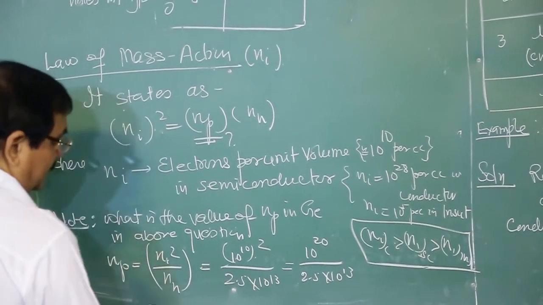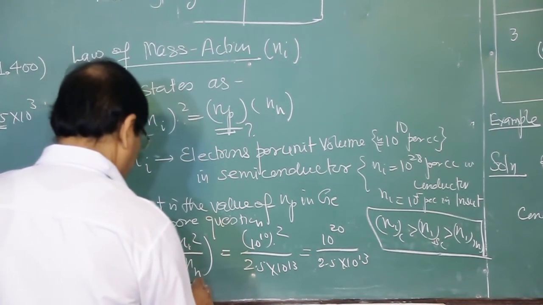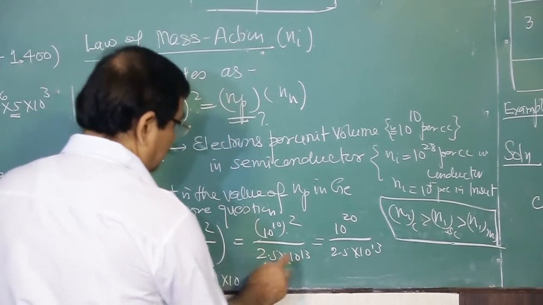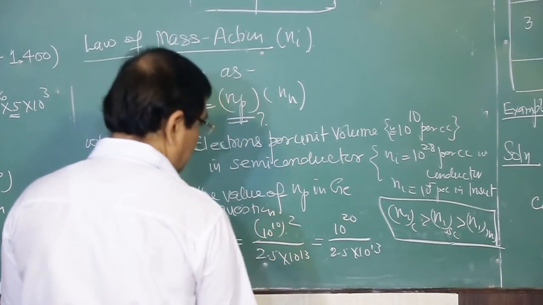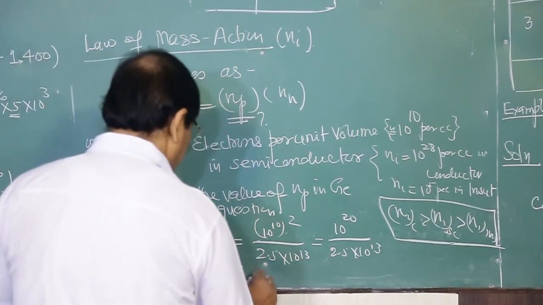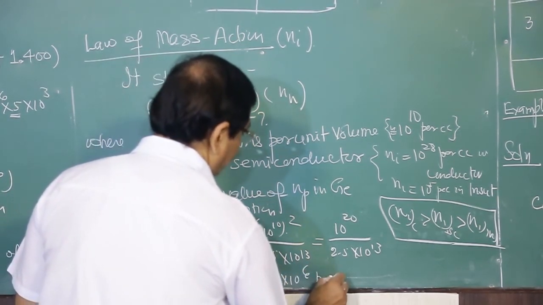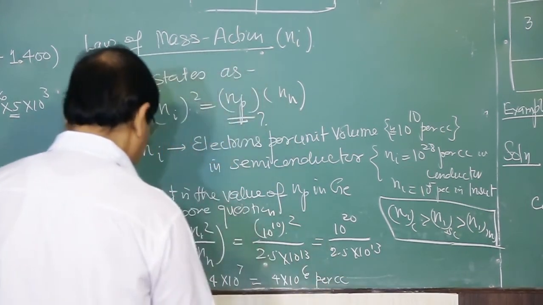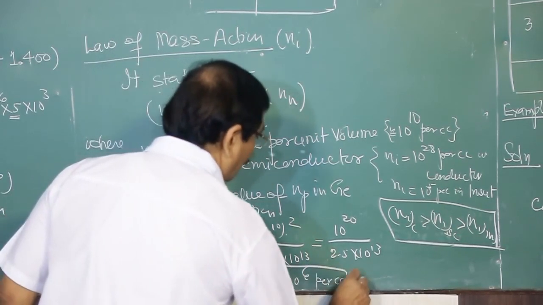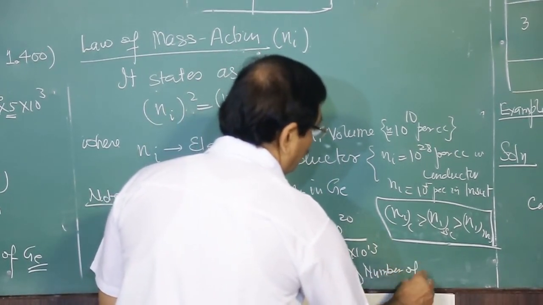Solving this, 1 by 2.5 is 0.4, so it is 0.4 into 10 to the power 7, that is 4 into 10 to the power 6 per cc. This is your N of P. It means the number of holes.